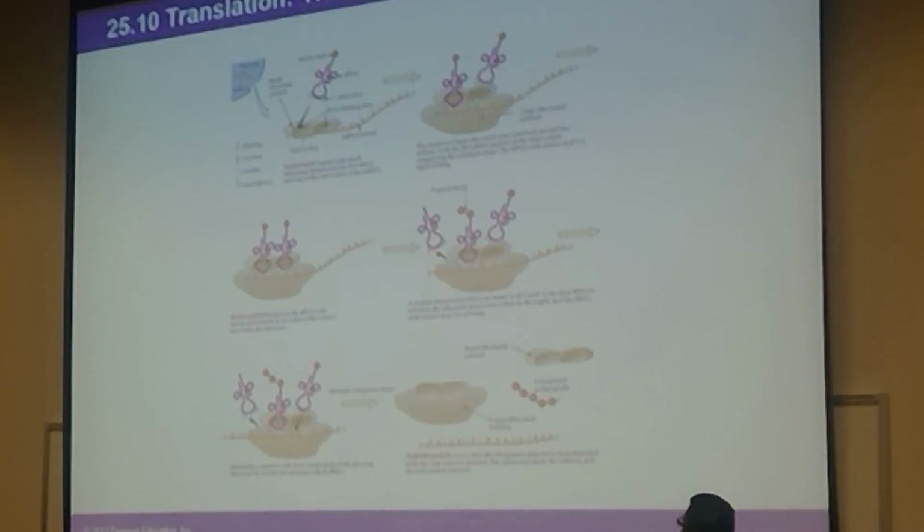So here is the translation in the figure that we are going to discuss, and later on we are going to see a video also of how the translation is done. So as I mentioned, there are 3 steps in the translation. One is the translation initiation, another one is the translation elongation, and the third one is the translation termination.